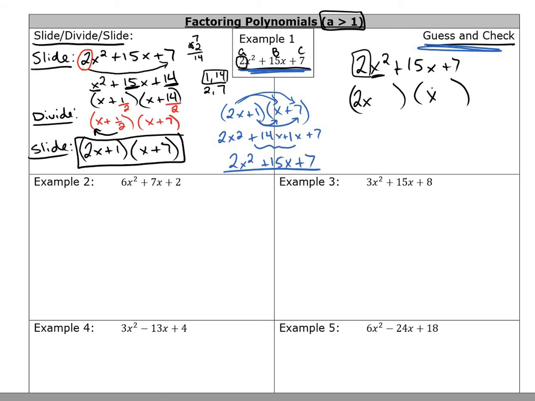Now 2x times x, if we multiply the first times the first, would give us 2x squared. And it's nice that we have our work shown over here so we can check: 2x times x did give us 2x squared.